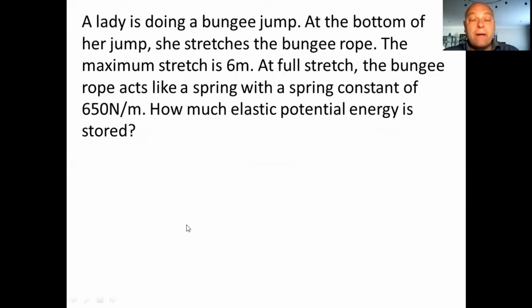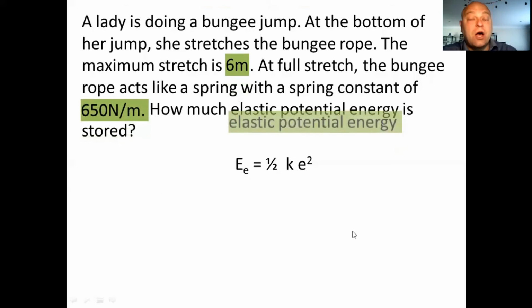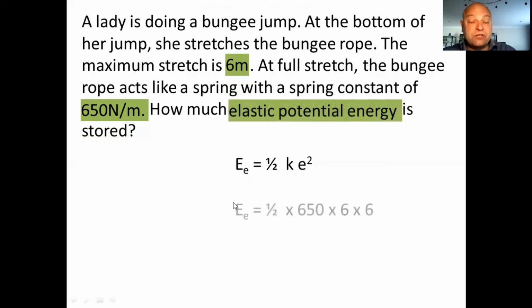Let's see what you should have done. Start off by writing out the equation, and we're doing it in symbols now rather than full words. We're going to go through our question and see what we already know. So we know the maximum stretch is 6 meters. So 6 meters is the extension. At full stretch, the rope acts like a spring with a spring constant of 650 newtons per meter. There's our spring constant. How much elastic potential energy? That's our unknown.